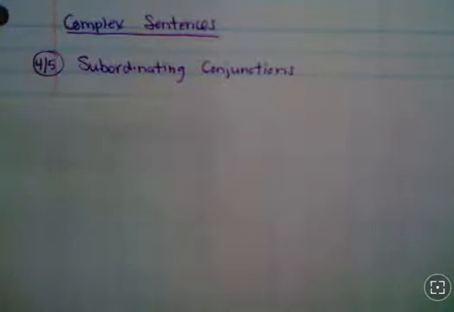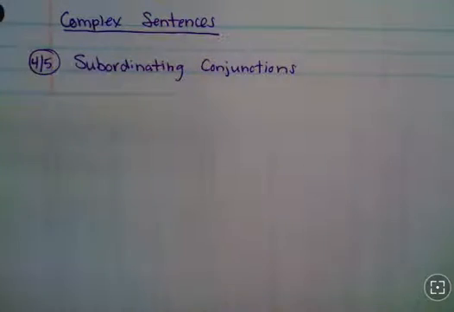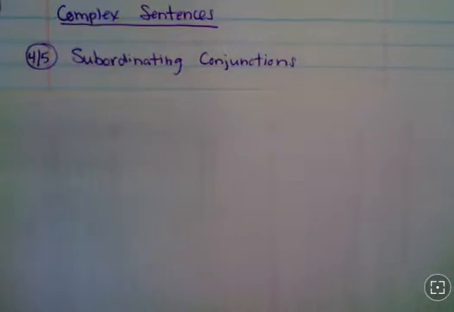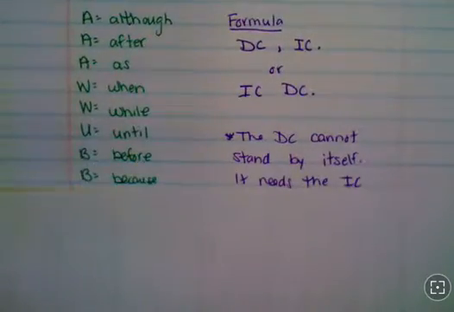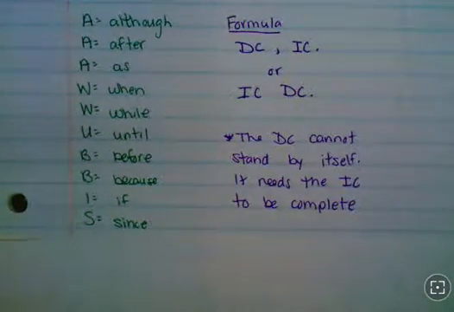So we're going to look at these using two different techniques, so number 4 and number 5, with subordinating conjunctions. Now there is an acronym to help you with remembering subordinating conjunctions, but it's kind of a weird one. It is called a WUBIS: although, after, as, when, while, until, before, because, if, since. Now I can guarantee you use the majority of these words every single day, whether in written expression or in verbal expression. So this is definitely, of all the structures, one you really need to make sure that you understand.